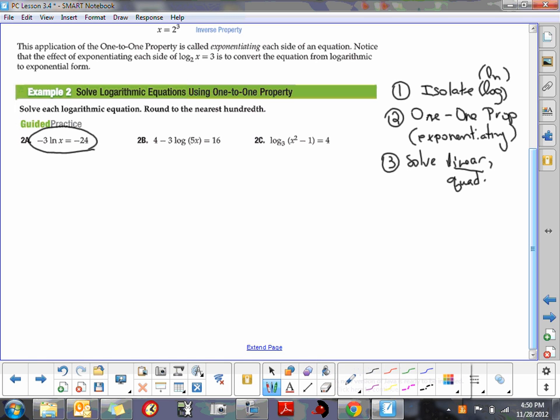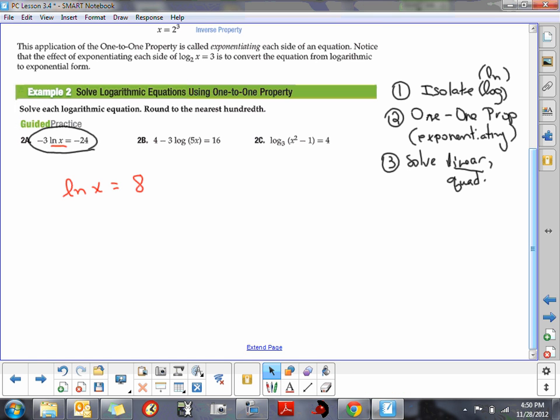So okay, let me see how we can apply this to the problems at hand. The first thing I want to do is isolate the natural log. I want to isolate the logarithm. So to do that, I'm going to multiply both sides by -3. So that means the natural log of x, I misspoke there, I want to divide both sides by -3. So -24 divided by -3 is a +8. Now I've isolated the log.